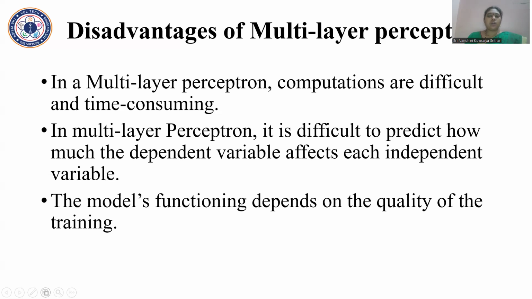Its computations are difficult and time consuming. In multi-layer perceptron, it is difficult to predict how much each independent variable affects the dependent variable. So analyzing the relationship between the dependent variable and independent variables is somewhat difficult. The model's functioning depends on the quality of the training. So we have to do more training and only then can we get accuracy in the output.